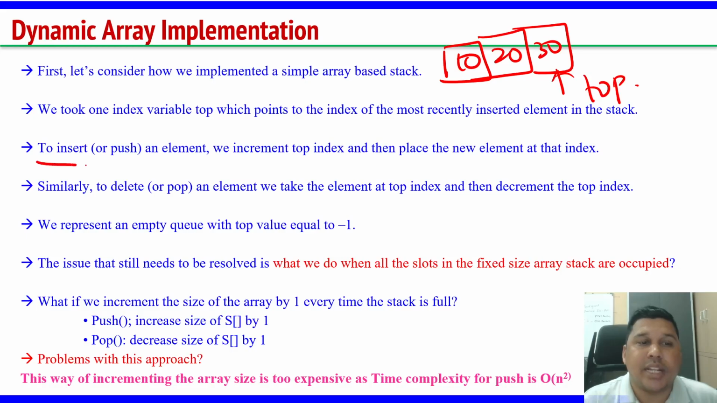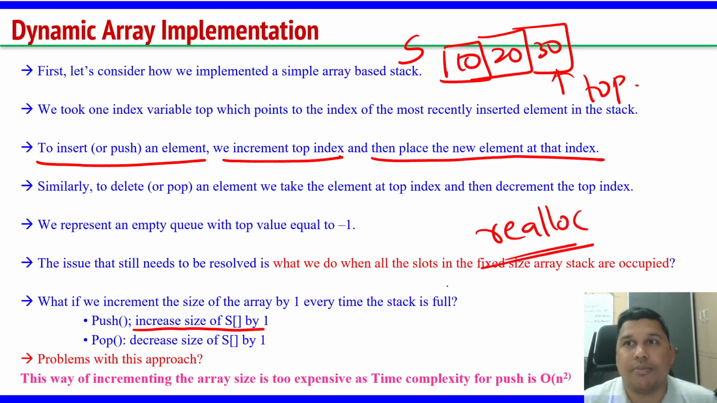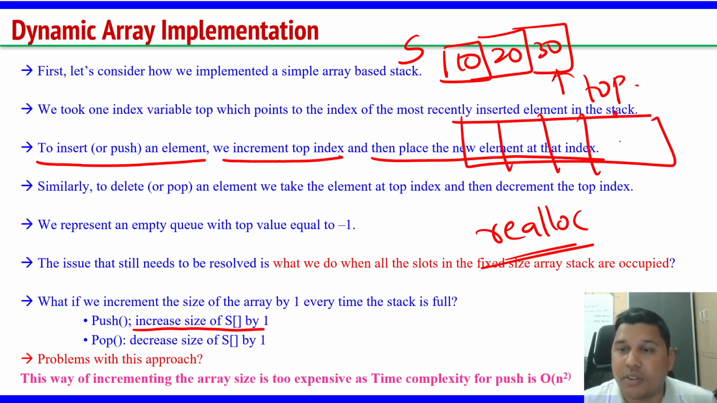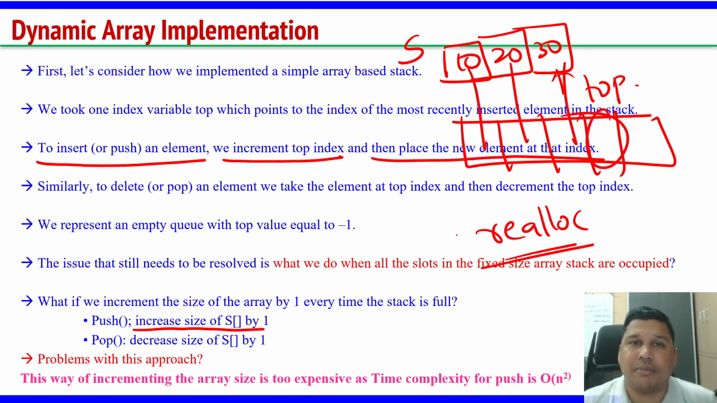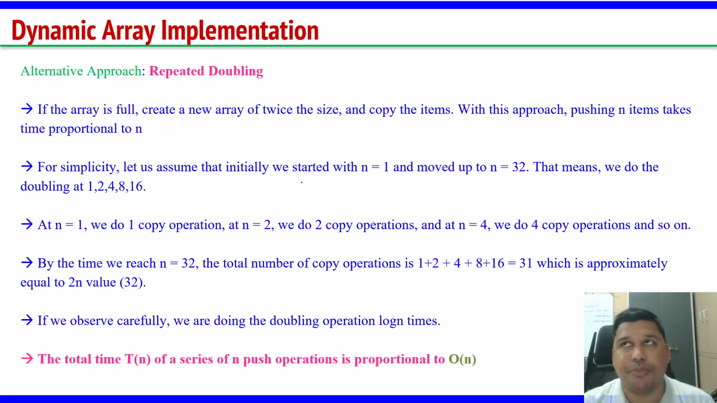Now you see, to insert an element, we increment top index, then place the new element at that index. So for that we increase the size of S by 1. We have to increase the size of this array S by 1. How do I increase by 1? By using realloc. It means I have to create another block here with 4, where this 10, 20, 30 will be copied and the 4th element will come here. So that's why this has some problem.